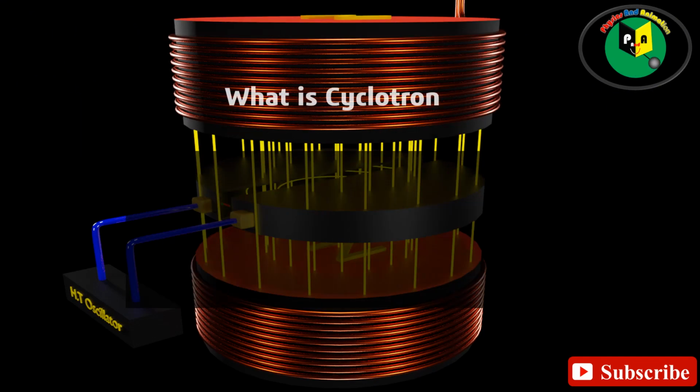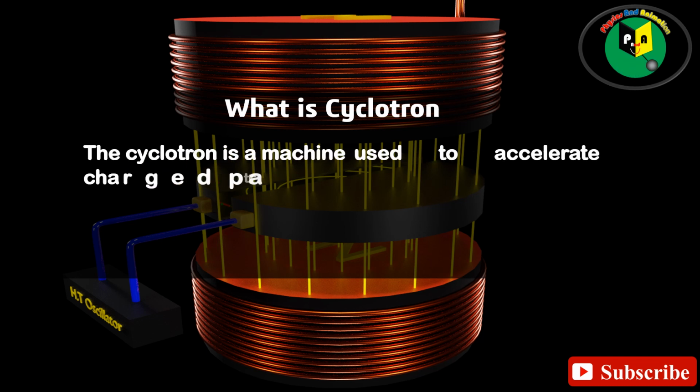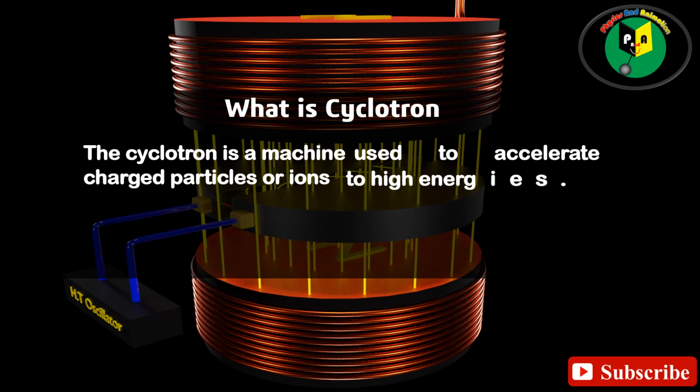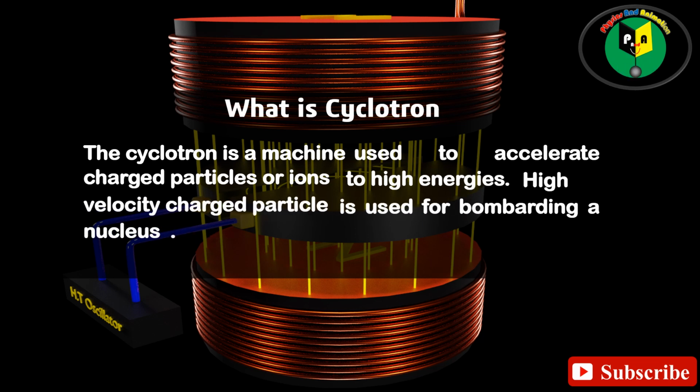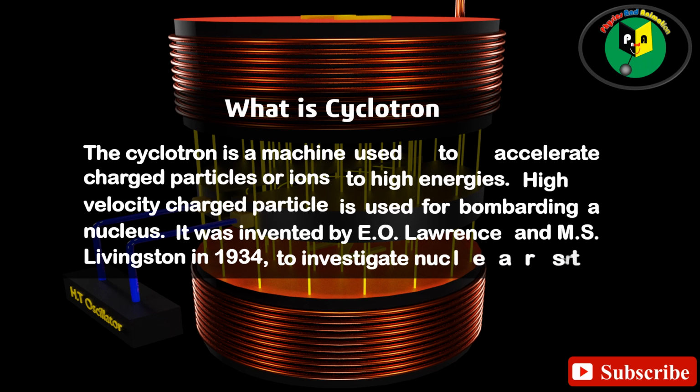What is a cyclotron? The cyclotron is a machine used to accelerate charged particles or ions to high energies. High velocity charged particles are used for bombarding a nucleus. It was invented by E.O. Lawrence and M.S. Livingston in 1934 to investigate nuclear structure.